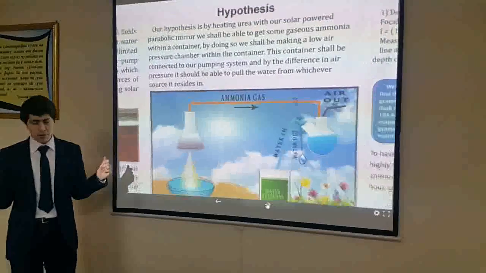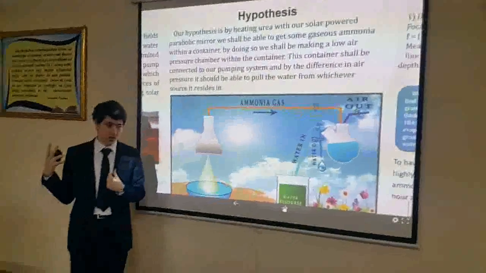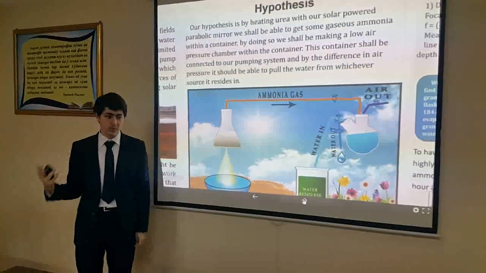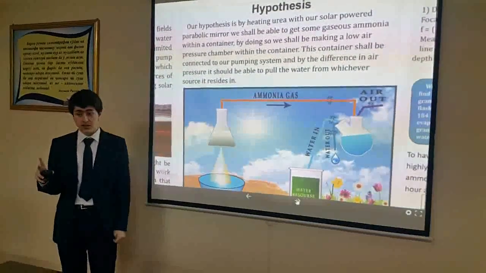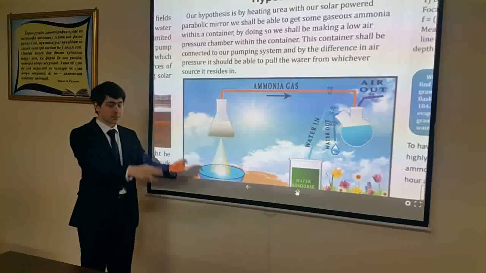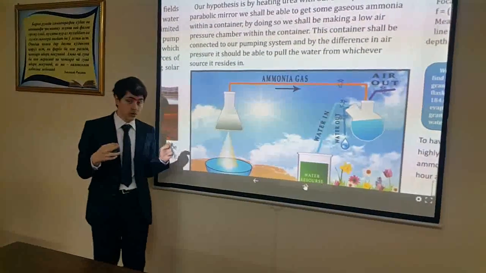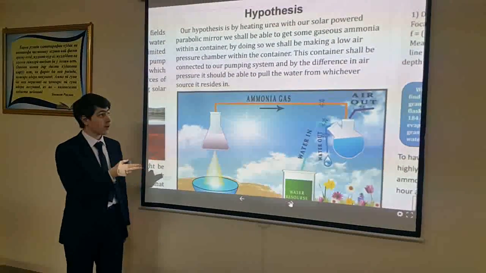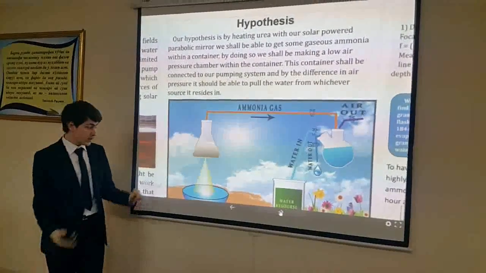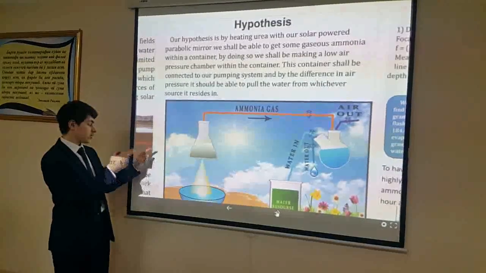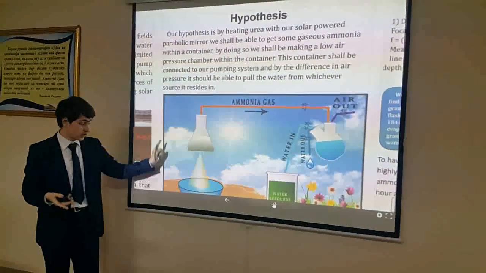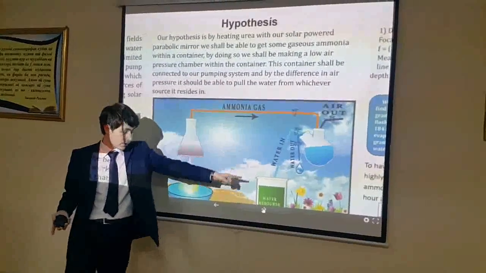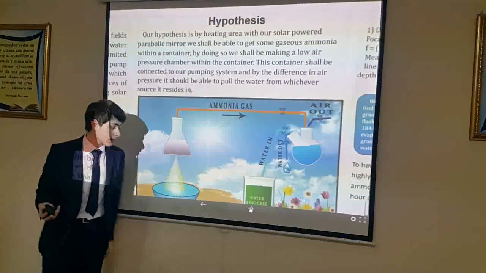So our hypothesis, or idea on how we thought this would work: we thought that if we could make a chamber with low air pressure, we could use the process of suction to pull water from a specified source. When this water filled the container, we could direct it to a specified area. In the simplified version, this is our diagram of it. This is our solar parabolic mirror, our container, our water source, our directed water, and our containers.